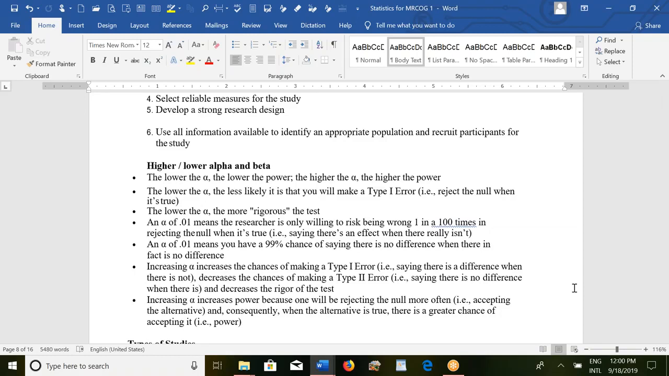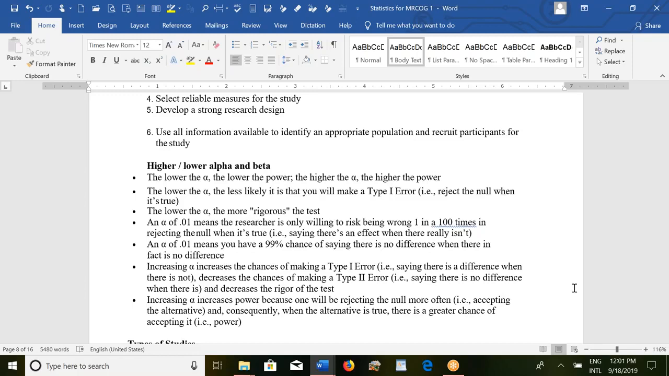So if you have higher and lower alpha and beta, the lower the alpha, the lower the power, and the higher the alpha, the higher the power. The lower the alpha, the less likely it is that you will make a type 1 error. Type 1 error means incorrectly rejecting the null hypothesis, rejecting the null hypothesis when it is true. So the lower the alpha, the more rigorous the test.